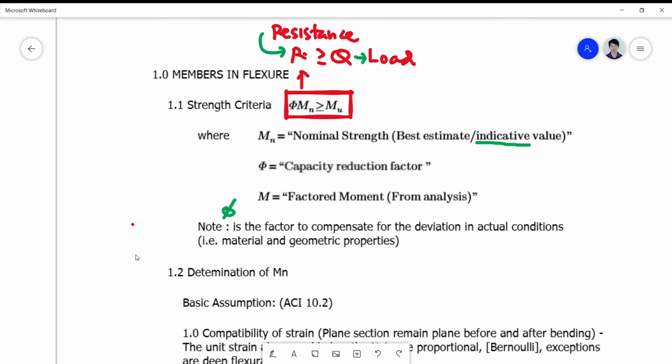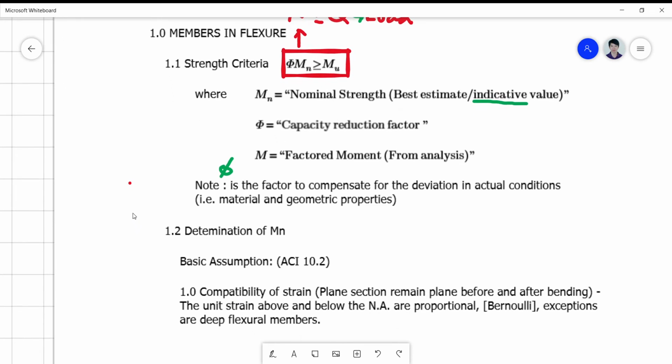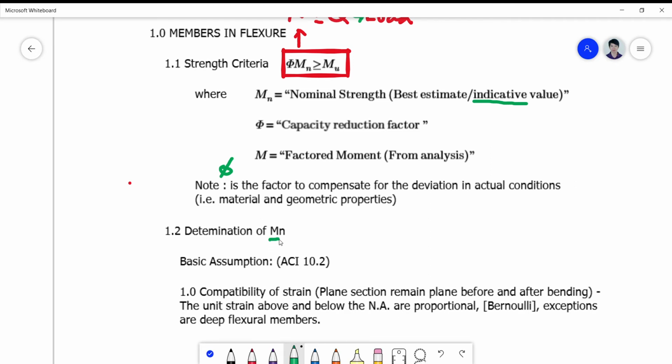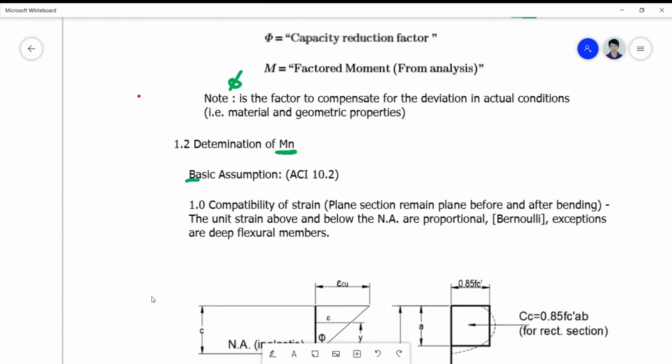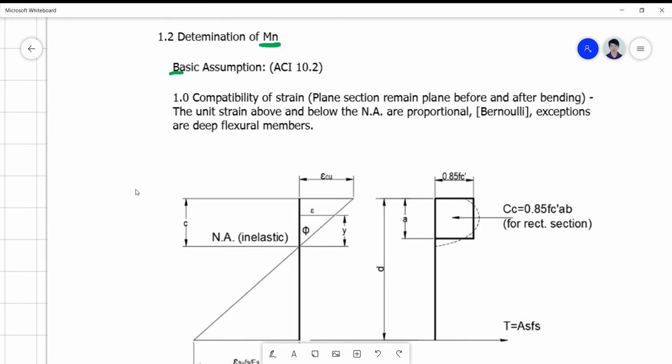So, the concept of strength criteria is geared on the determination of the capacity. Okay, so our focus is more on the determination of Mn. Of course, if we know the nominal, we can get the design capacity just by multiplying it by phi. And this determination is actually given in terms of the basic assumption, which is laid by the ACI on the compatibility of strain.